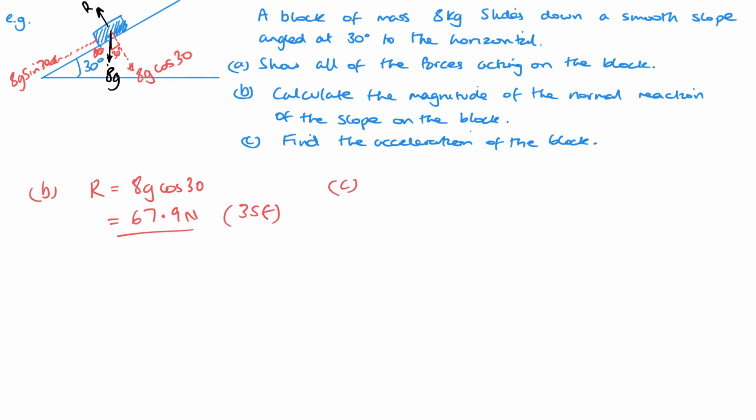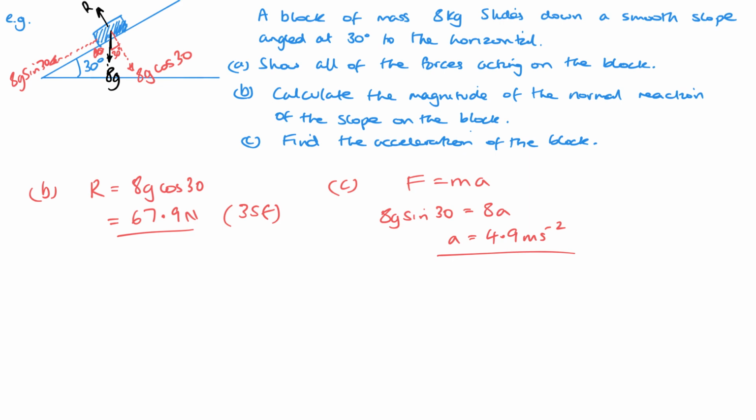And part C is find the acceleration. So this is going to be F equals ma. The force acting down is 8g sine 30. The mass is 8 and the acceleration is a. So 8 times 9.8 times sine 30 divided by 8 is just going to be 4.9. And this is meters per second squared. And that's the acceleration down the slope. So it's quite easy, quite straightforward, just putting the forces on.